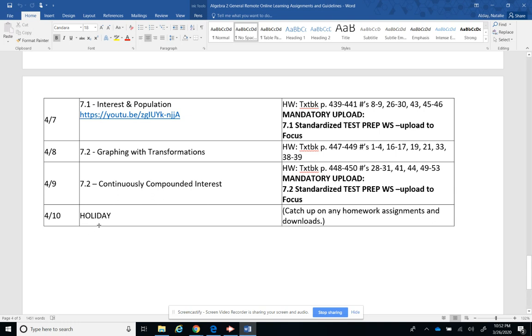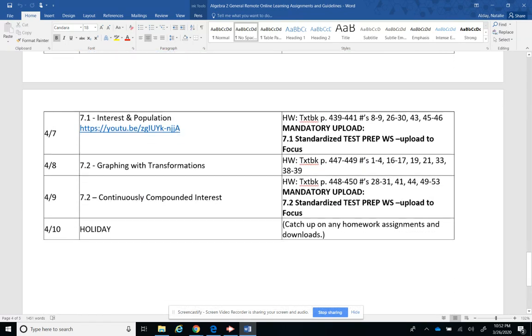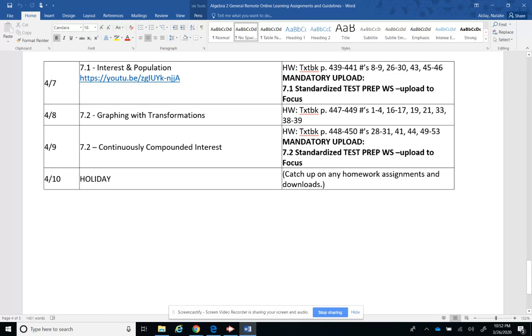Now, since we have a holiday on Friday, you really can just catch up on your homework assignments and your downloads and just make sure everything on this right here, 6-6 to 7-2, has been caught up with.